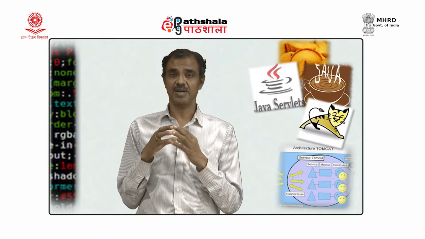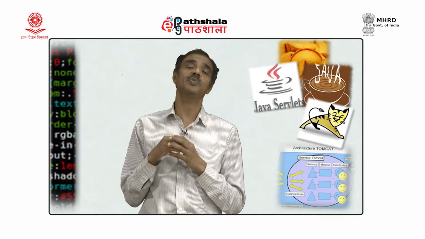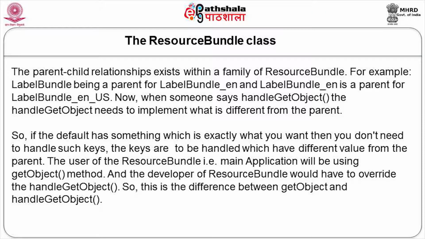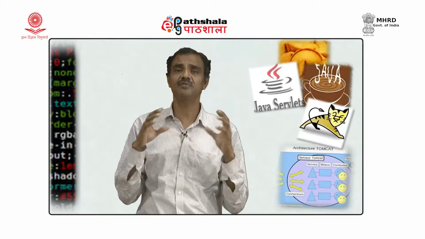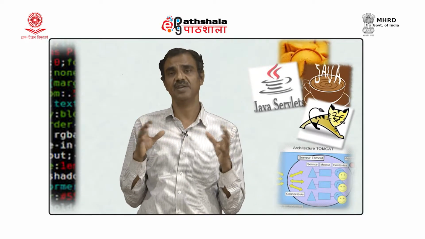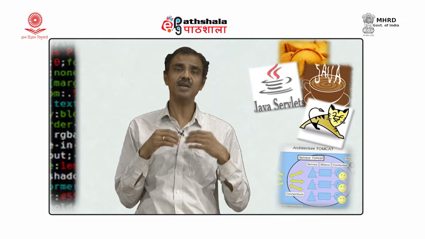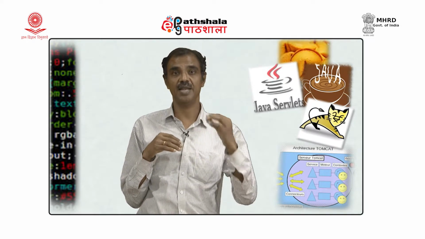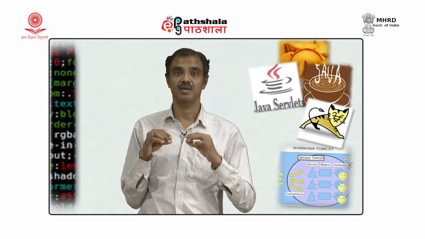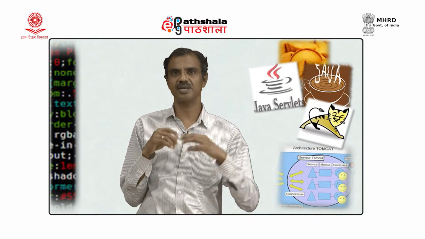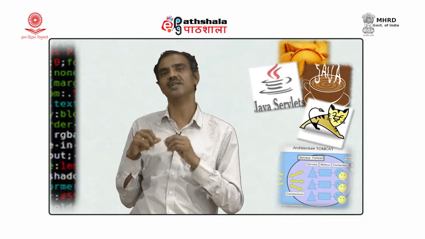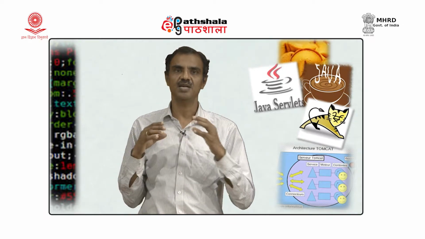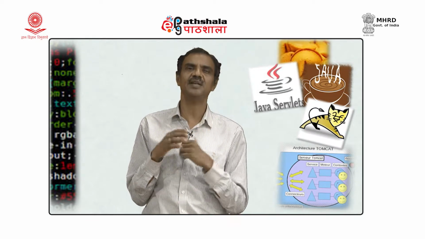To understand the difference, these resource bundles have a parent-child relationship, which exists within a family of resource bundles. For example, you have label bundle being the parent of label bundle underscore en, and label bundle underscore en is the parent of label bundle underscore en underscore us. So this is the parent-child relationship.